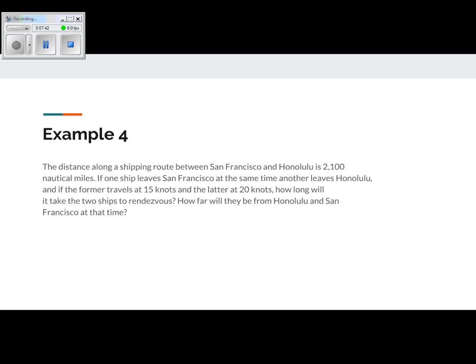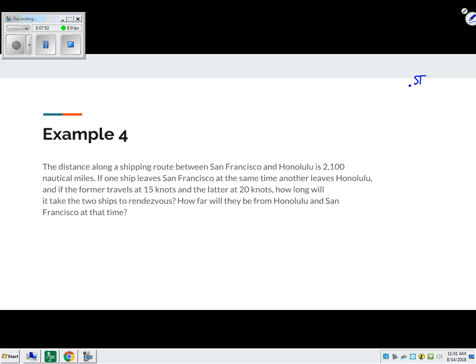So San Francisco to Honolulu, that is a long way. This is 2,100 nautical miles. So I'm going to draw this. Didn't look at a map before I did this, but let's just suppose San Francisco is just a little bit further north than Honolulu. We have 2 boats that are going 2,100 miles. This would be a very easy picture that I can draw to help me understand the problem better.